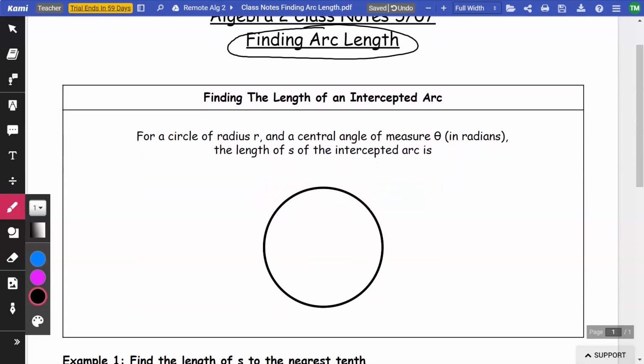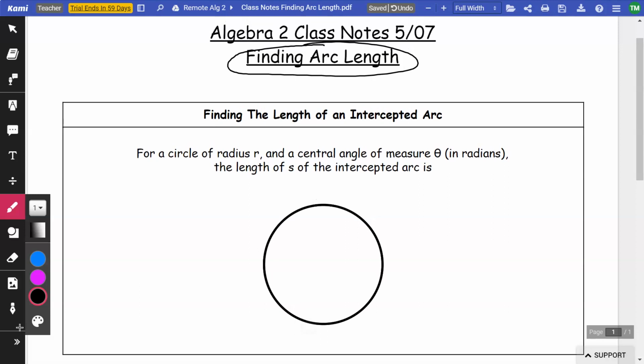And when we find arc length, for any circle of radius r and a central angle of measure theta, but we want to make sure that theta is in radians, the length of S, the length of the intercepted arc, is equal to the radius times theta. So when I'm talking about S, I'm calling the intercepted arc length S.